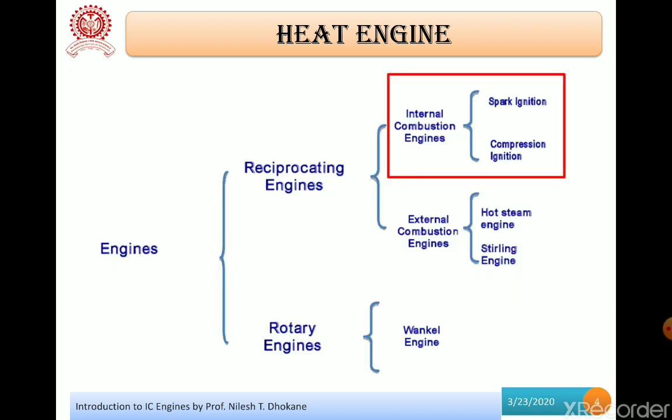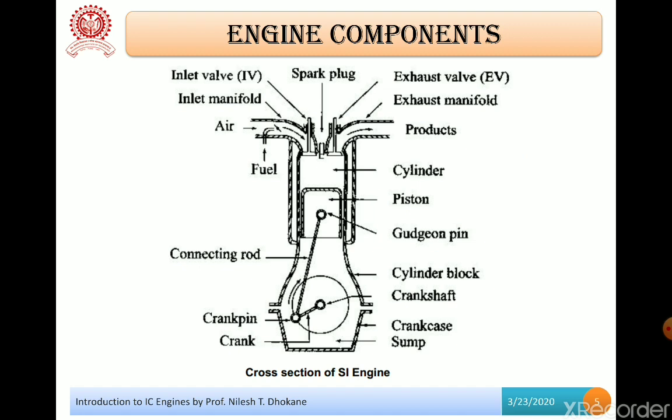The same classification is shown here also in a different manner. And our topic of interest is spark ignition, that is SI engine, and compression ignition, that is CI engines. So as I have already told you, today we'll see the basic components of IC engines. So here you can see the line diagram of IC engine. So one by one we'll see all these components and their function.